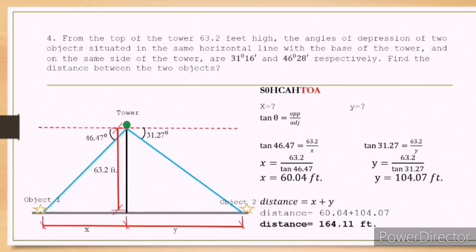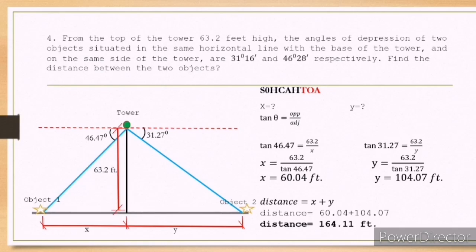The number 4 of trigonometry. From the top of a tower 63.2 feet high, the angles of depression of two objects situated in the same horizontal line with the base of the tower and on the same side of the tower are 31 degrees 16 minutes and 46 degrees 28 minutes respectively. Find the distance between the two objects. So we need to simplify 31 degrees 16 minutes and 46 degrees 28 minutes.